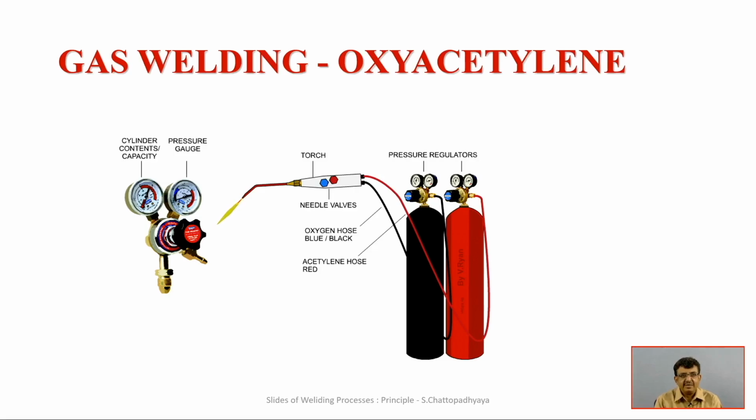One can easily find that the acetylene hose is red, and the acetylene cylinder is also red, so that people don't make a mistake. So red is the representative color of acetylene, C2H2, and blue or black is the color of the oxygen cylinder, along with the hoses. Hoses are also of similar color, so that people don't confuse oxygen and acetylene flow, and that is important.